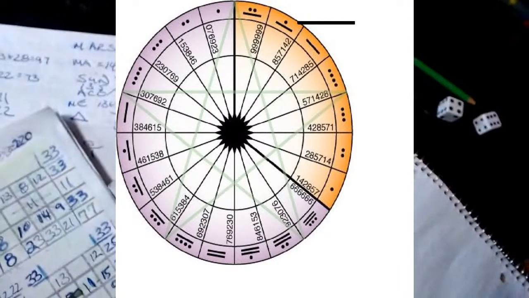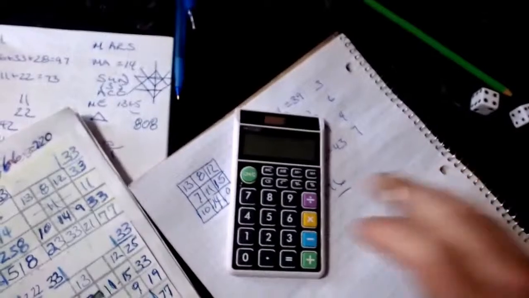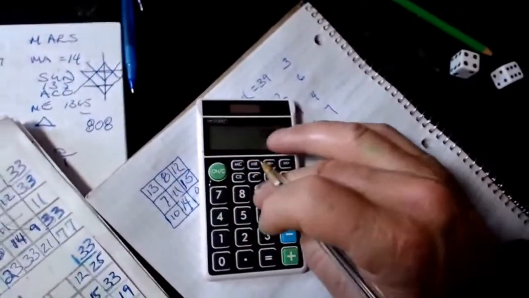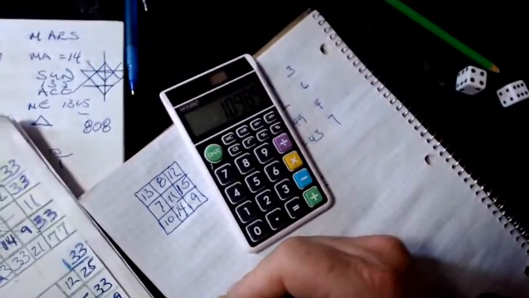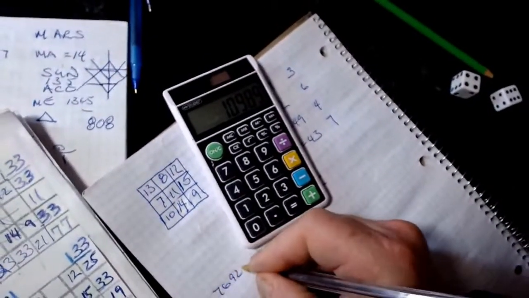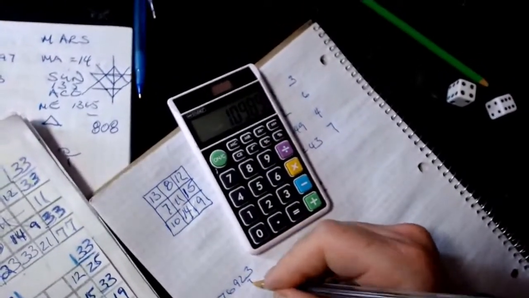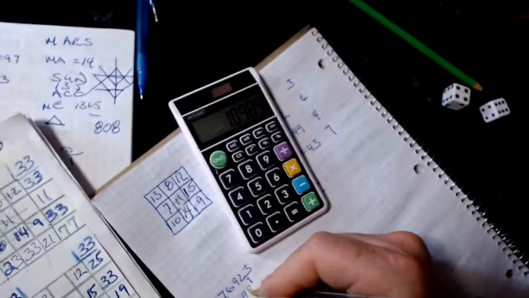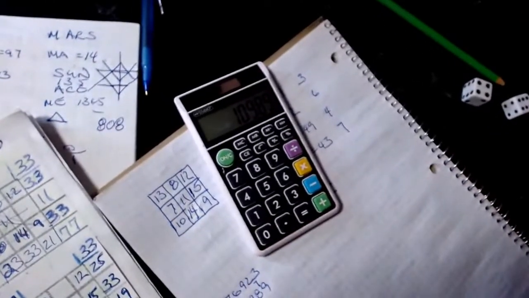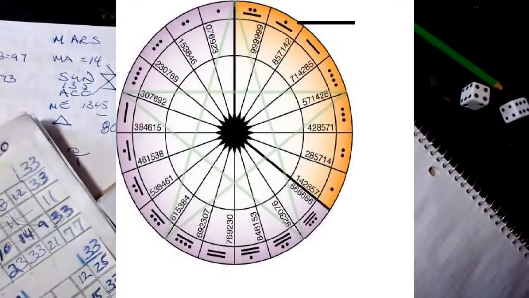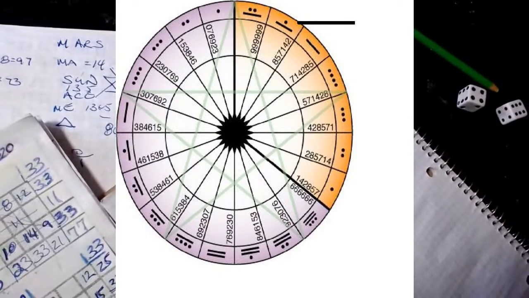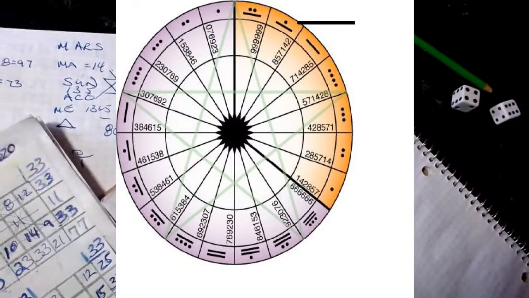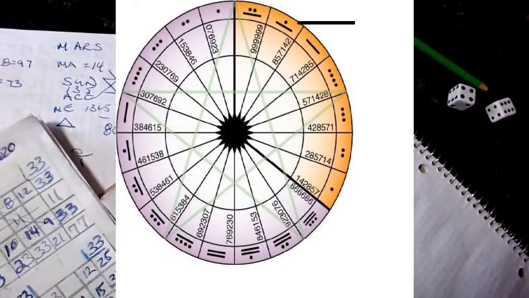76923. 76923 divided by 7 is 10989. Okay, I don't remember what I was working on.